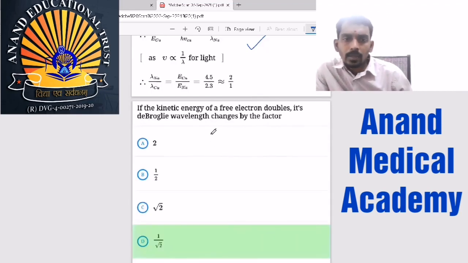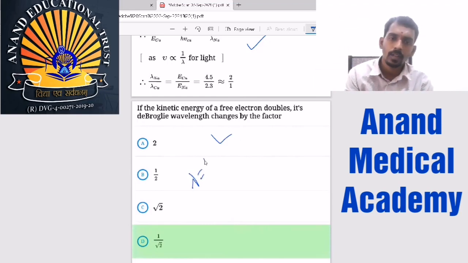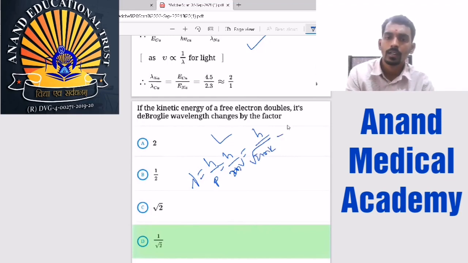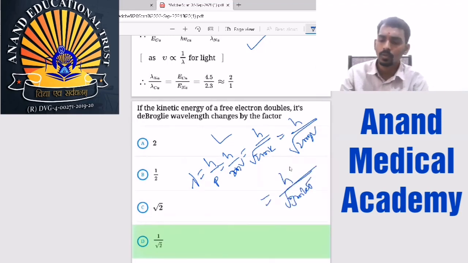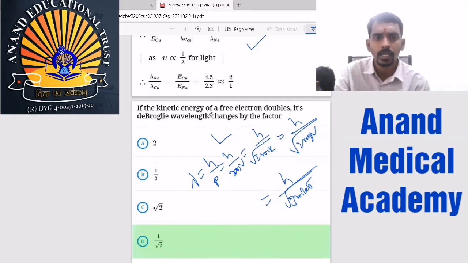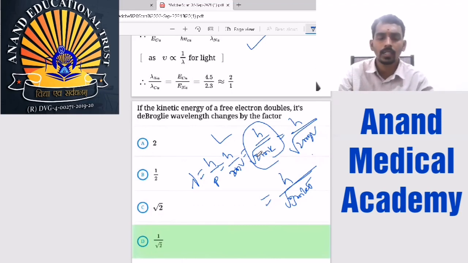Now it is depending on the de Broglie wavelength. So what is the de Broglie hypothesis? Lambda equal to h by p or h by mv or h by root 2 mK or h by root 2 mqV or h by root 3 mkT. So depending on the question, like here they are talking about kinetic energy. So when they are talking about kinetic energy, you have to take the relation in terms of kinetic energy. So how it changes depends on that, and you need to calculate.